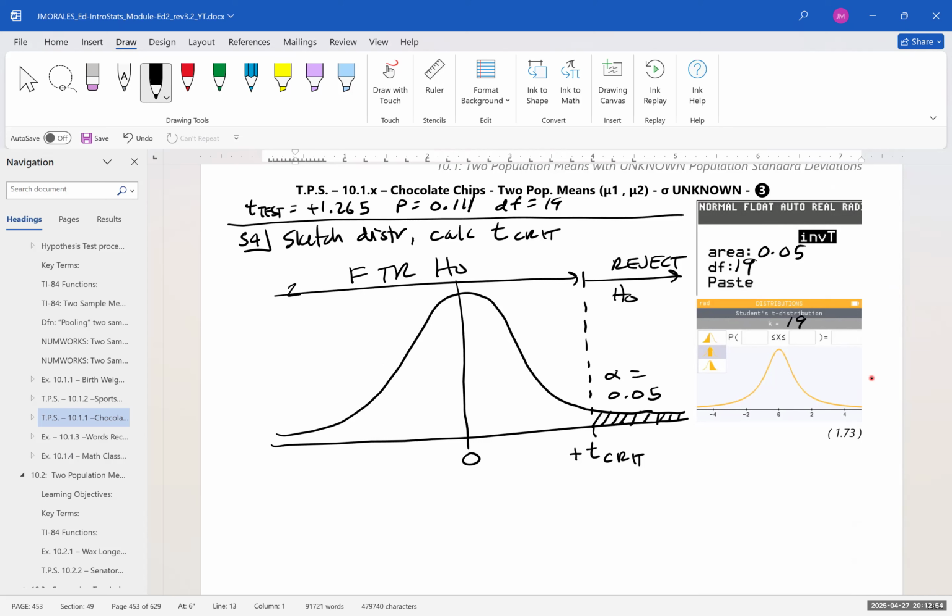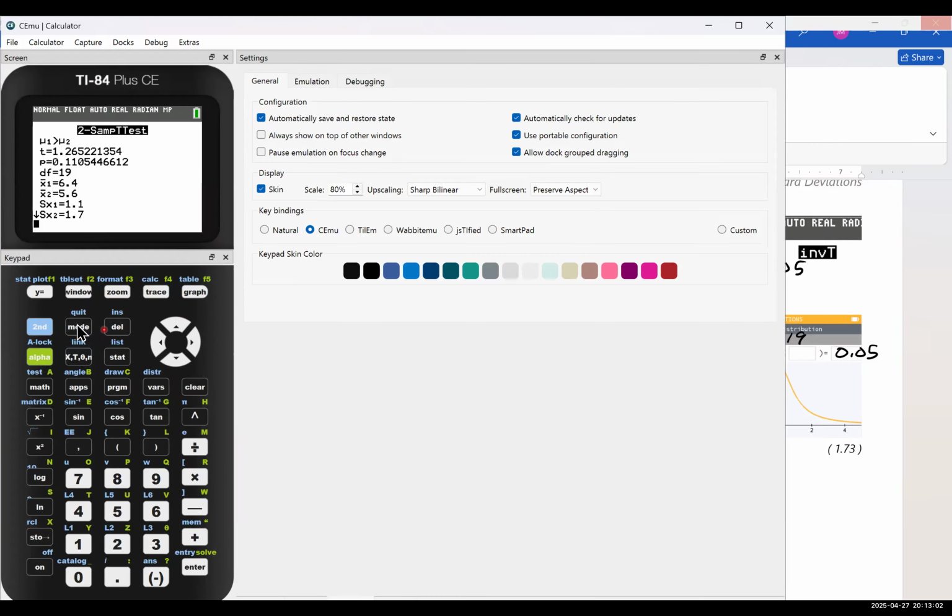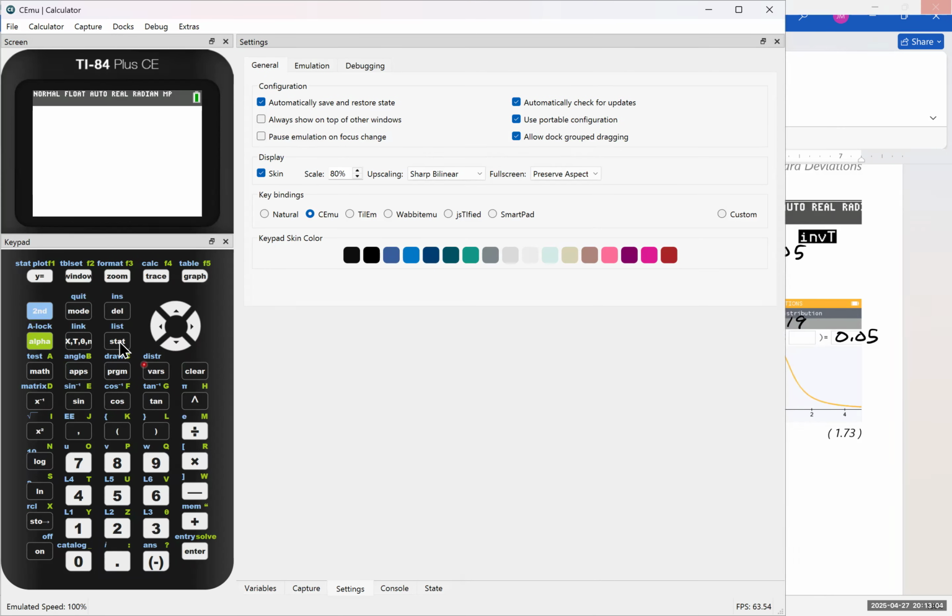And numworks, 19 degrees of freedom, area to the right of 0.05. So let's do that. So let me quit out of this. So when I look at the distributions, I need to use inverse t. Okay, I want an area of 0.05, now with 19 degrees of freedom. Okay, this is showing a problem that we have with the inverse t. All right, so we're getting a negative 1.729.